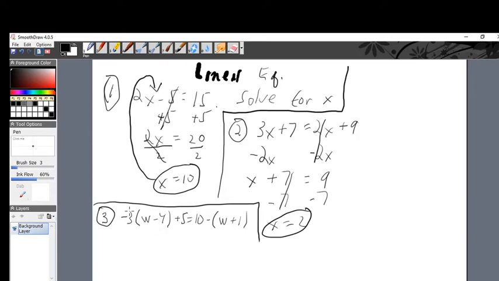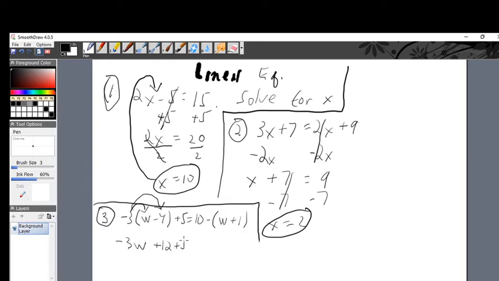All right, so this minus 3 is trying to multiply the w. It's everything in the parentheses, so it's distributed across the parentheses. We get minus 3w. Minus 3 times minus 4, minus times minus is a plus, so it's plus 12.